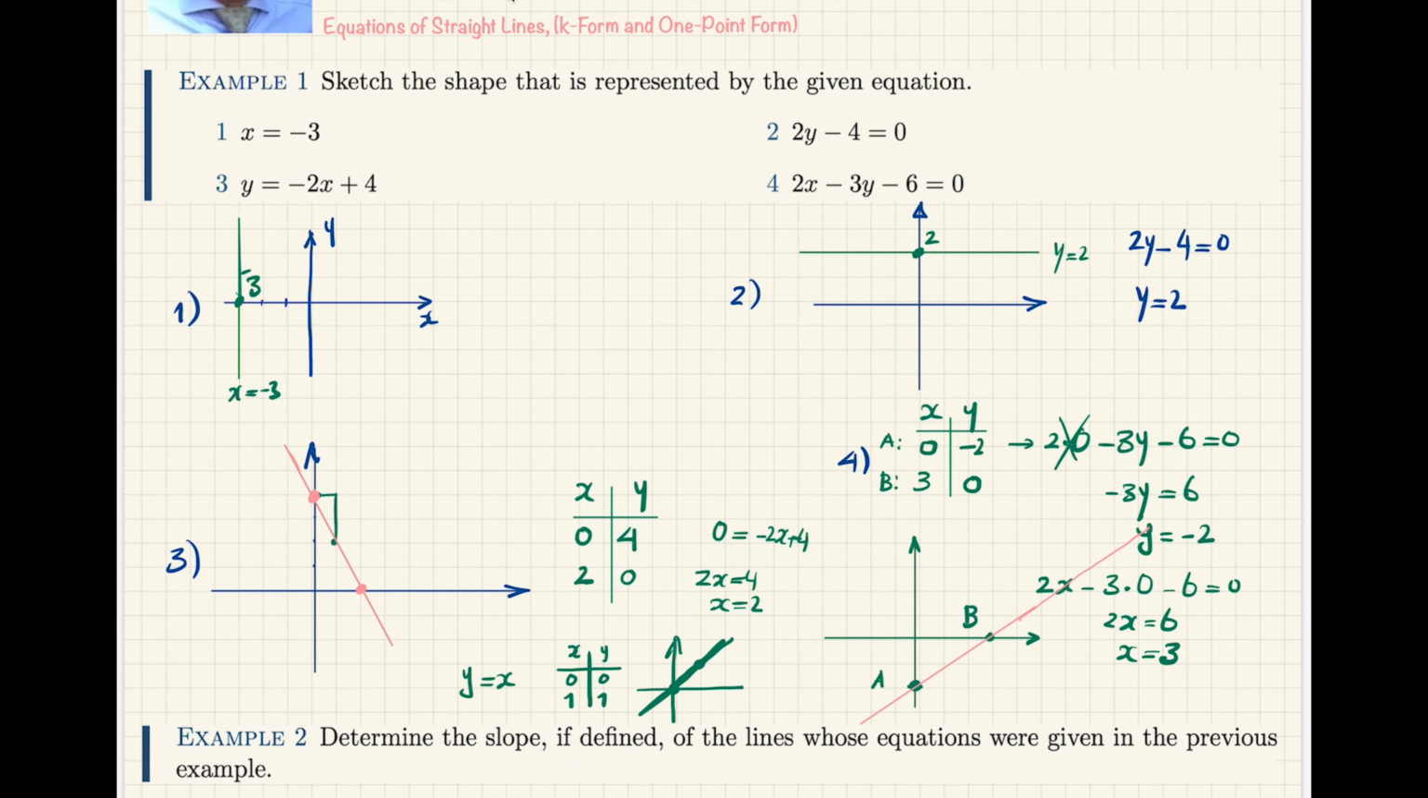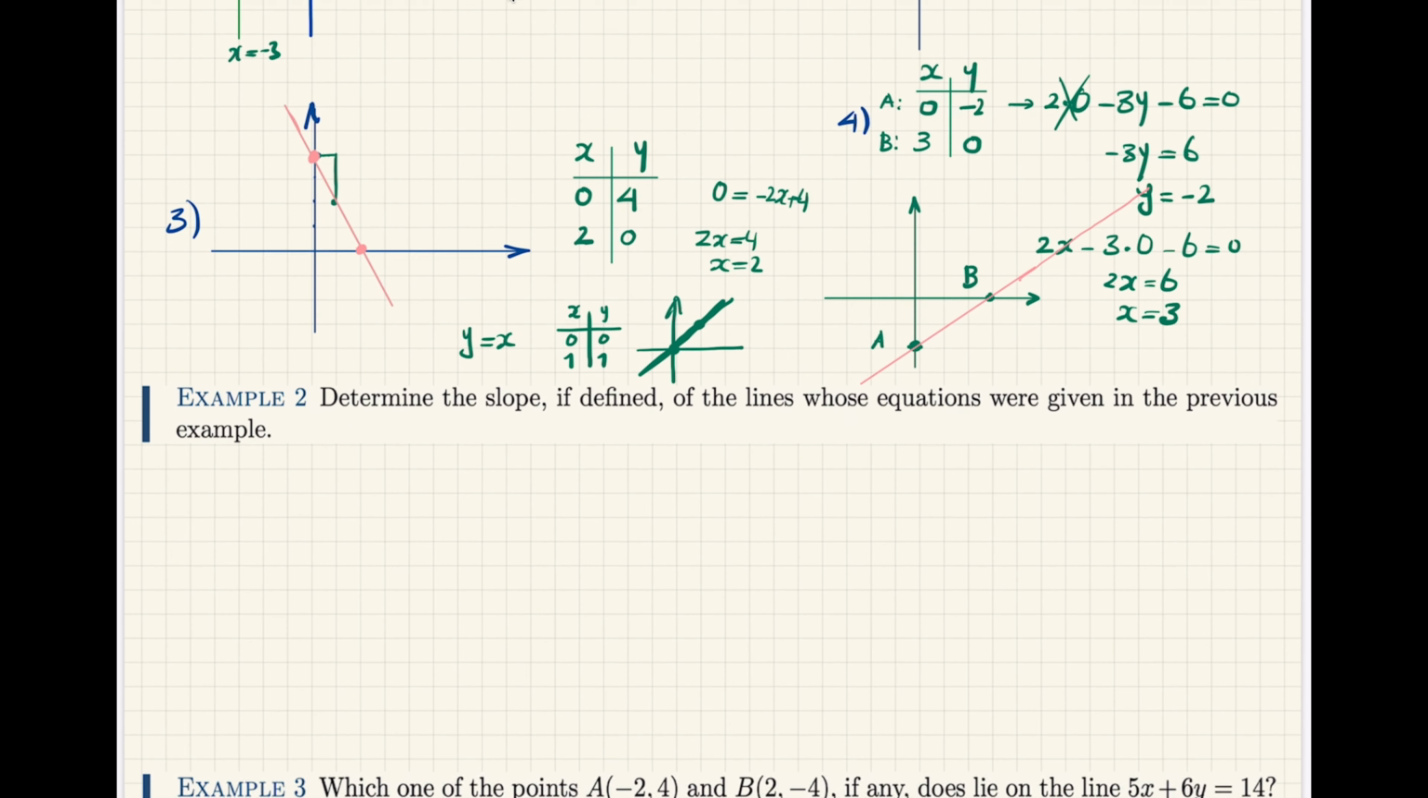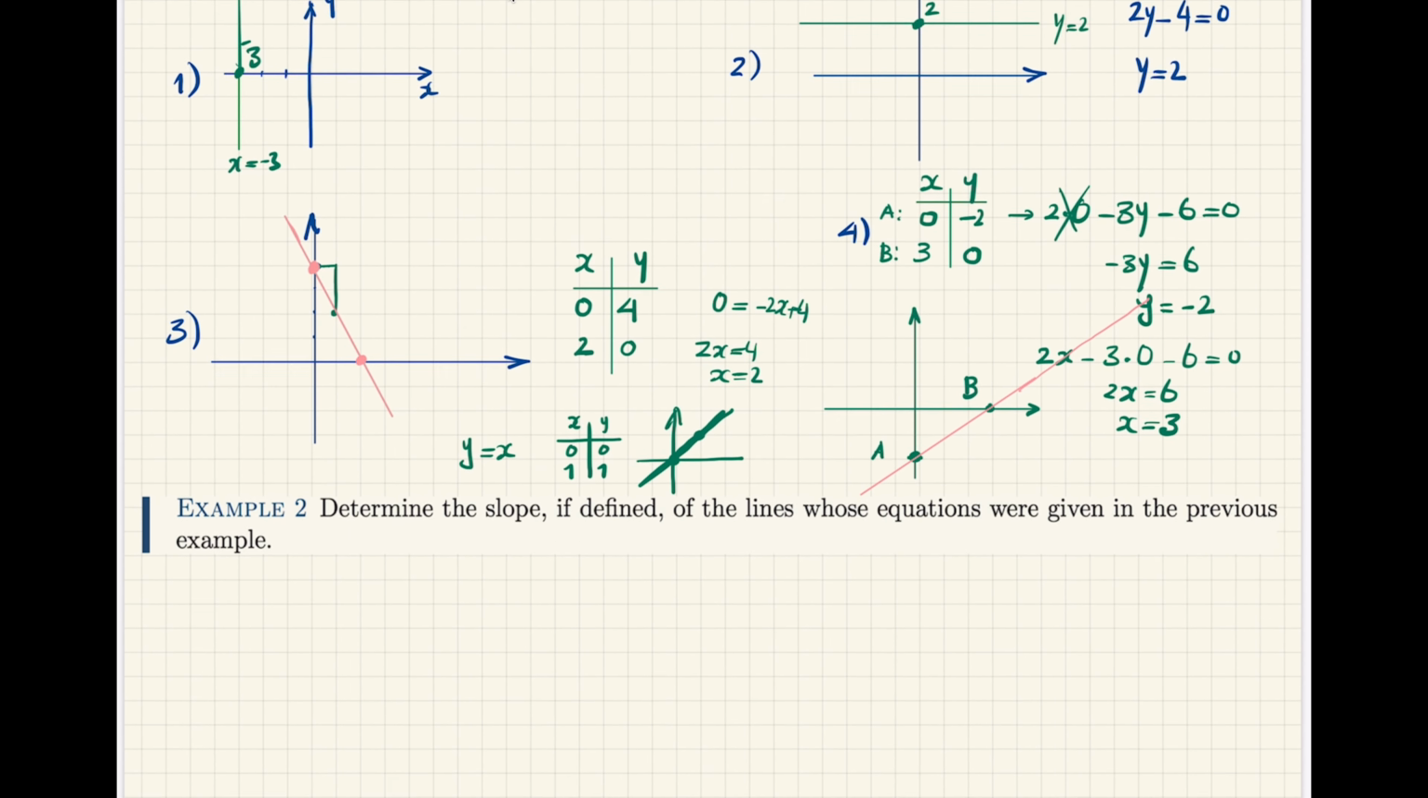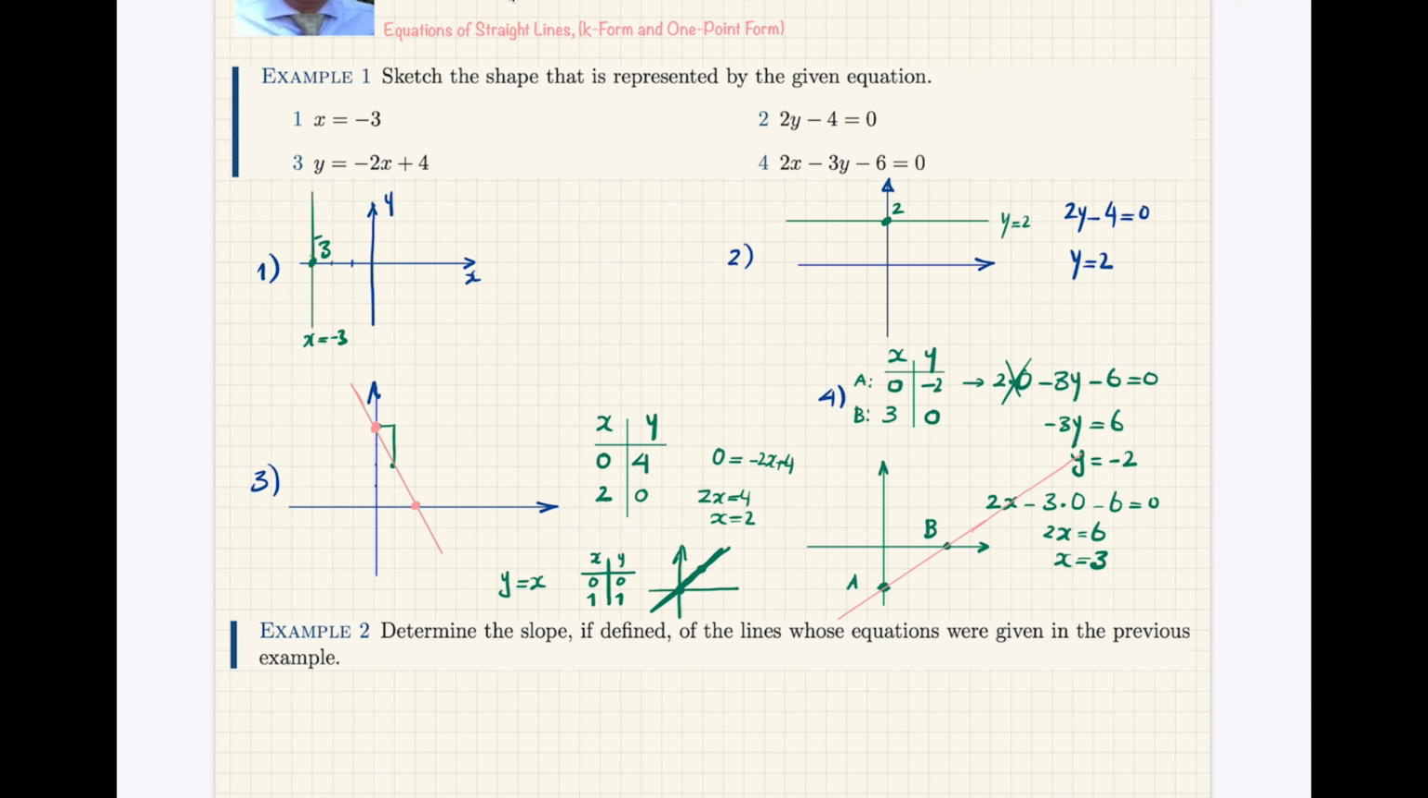Okay, so let us go to the next question. Determine the slope, if defined, of the lines whose equations were given in the previous example. Just let us do it together. What is number 1? Undefined, exactly. It's vertical. And number 2, k equals 0, thank you. Number 3, k is equal to minus 2.